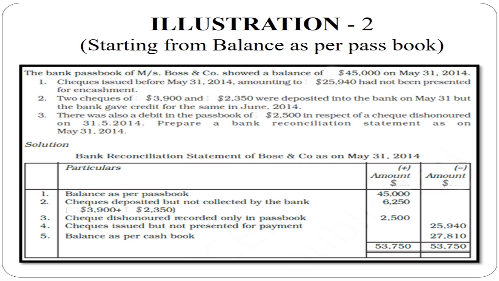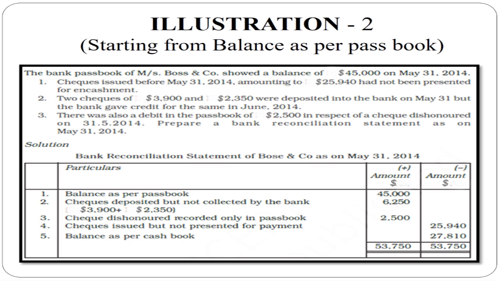Last entry, there was also a debit in the passbook of $2,500 in respect of a check dishonored on 31st May 2014. Now, in this case, the moment the check was dishonored, the balance of passbook went low. The balance of passbook decreased. So, in this case, in order to nullify the effect, we will have to increase it by $2,500. So, at the end, we will calculate it by adding up all the values in plus side and subtracting all the values which are on negative side.